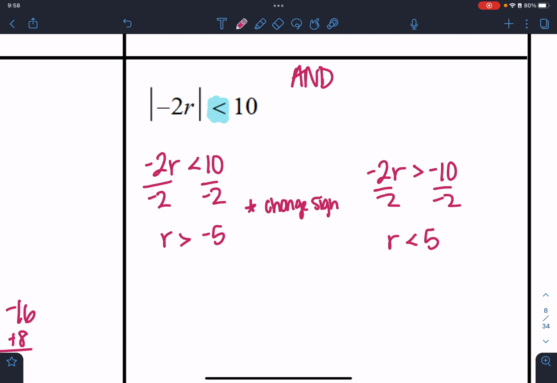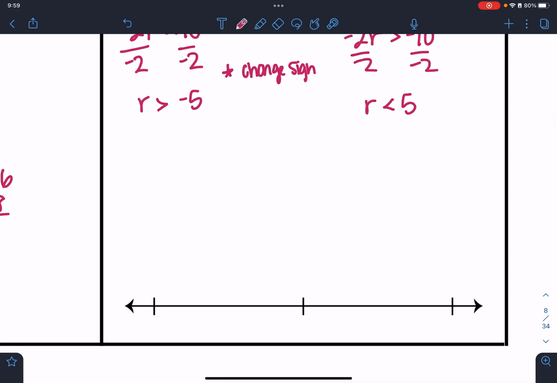So and is shading in between. We can also kind of look at this. We're saying r is both larger than negative 5, but it's also smaller than 5. So we're kind of keeping ourselves between 5 and negative 5. Everything in between that we're shading in. So again, I can just do negative 5 here, 5 here.